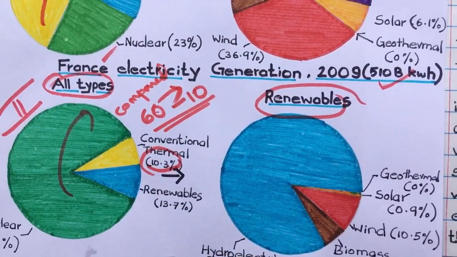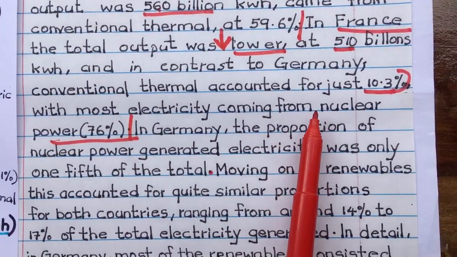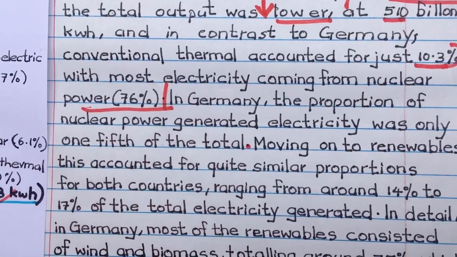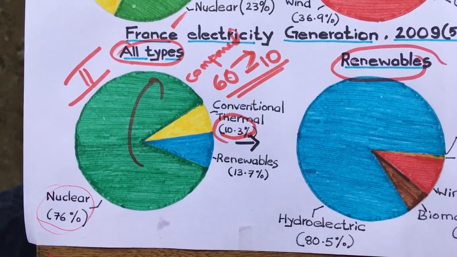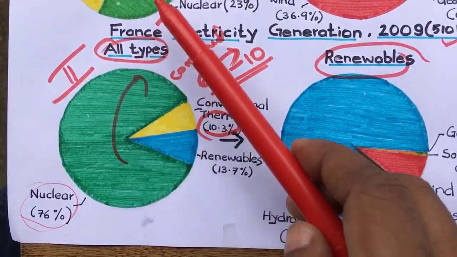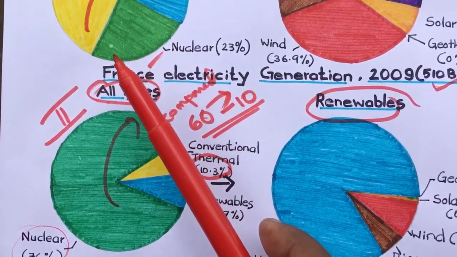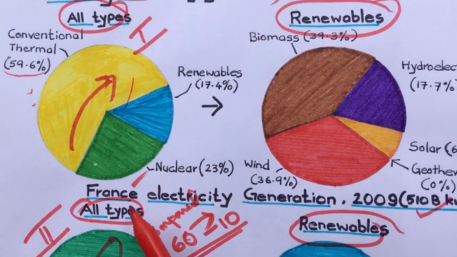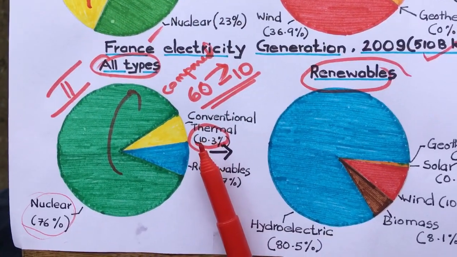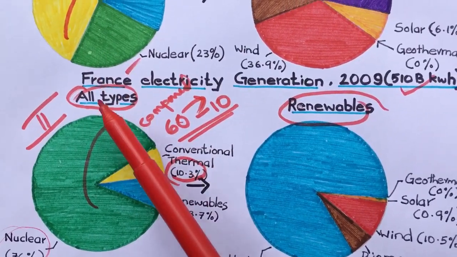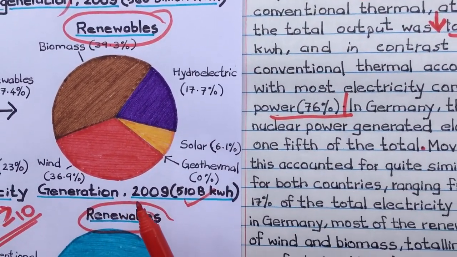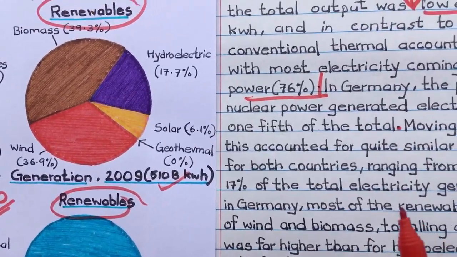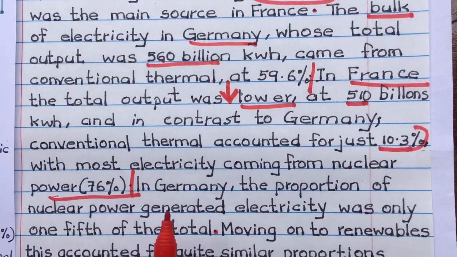Got it? Okay. Then with most electricity from nuclear power. So you can see in the diagram, in nuclear power 76%. So with a single sentence I have compared both the trends in all types of energy in Germany and France. We got it. So now almost this part is done. We have to talk about this also, right? So let's move to the other aspect of the sample.